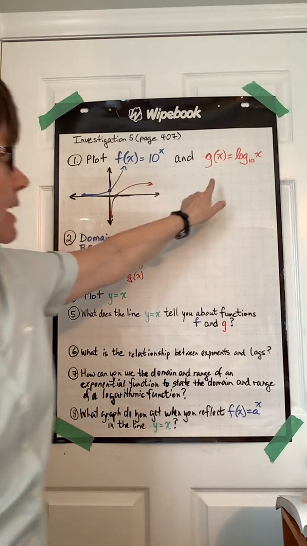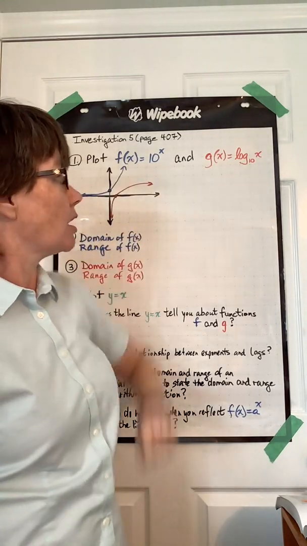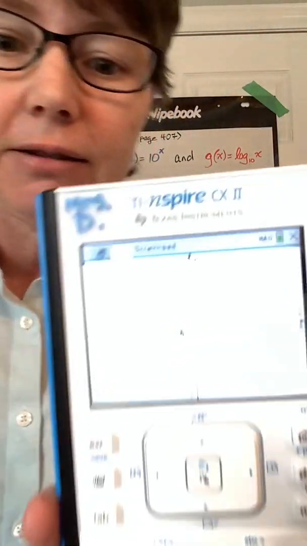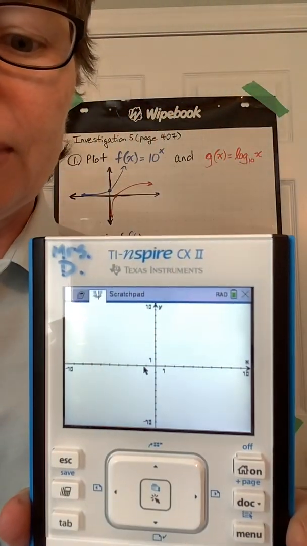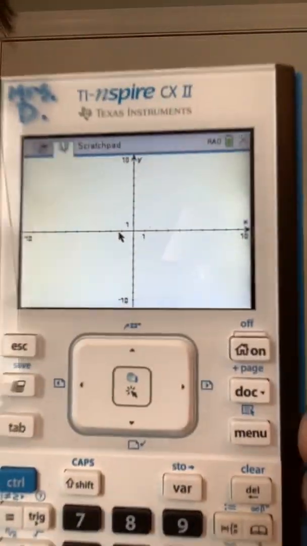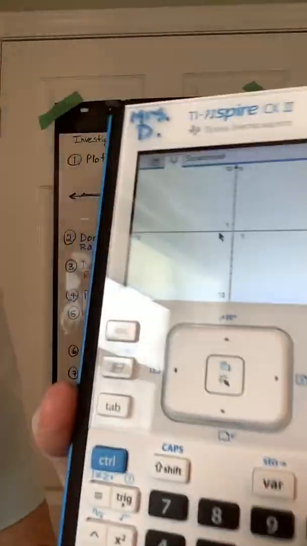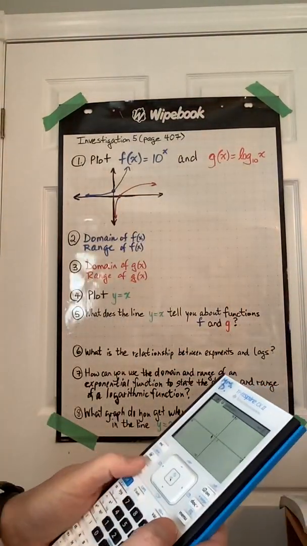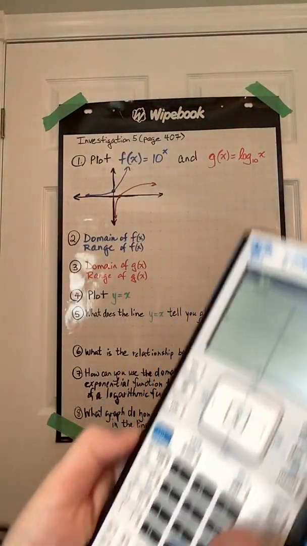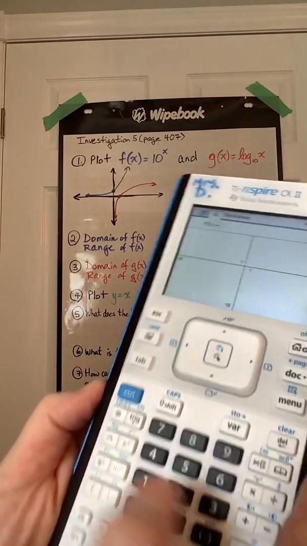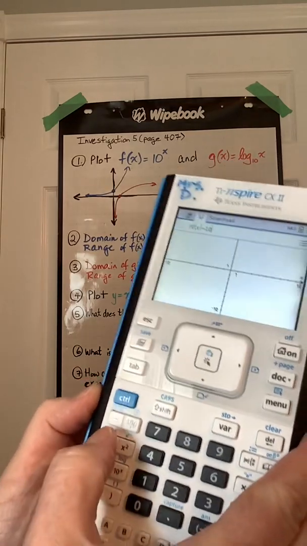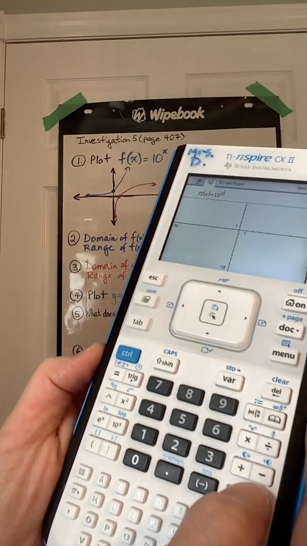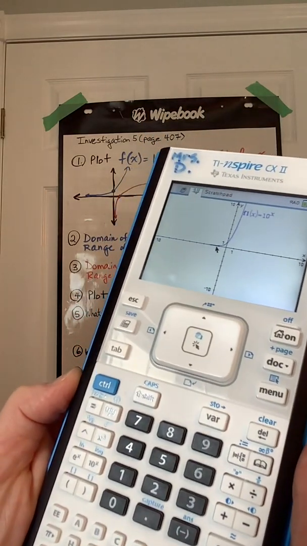and g of x is equal to log base 10 of x. So we get our trusty little graphing calculator out here, and we are going to input what we need to input. So we will go tab, 10 to the power of x, enter, and we get this graph right here.